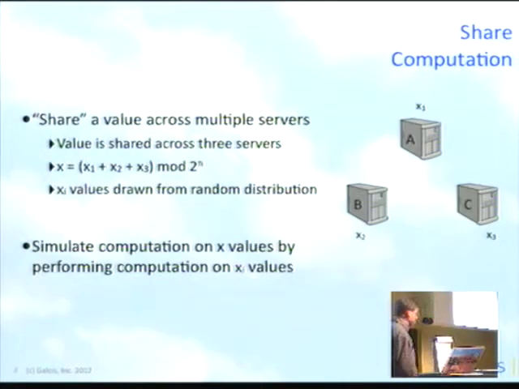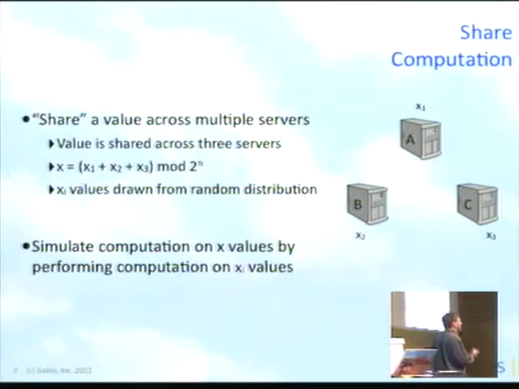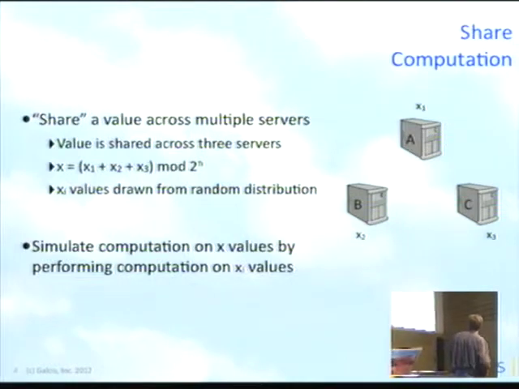And so I'm going to talk about the version of this called shared computation, or arithmetic sharing. And the idea here is that we're going to share a value across multiple servers. In this case, we'll take 3 servers. And the way that we'll do it is we'll pick x1 and x2 completely randomly, and then x3 will be the original value x minus those other 2, mod 2 to the n. N might be something like 32. We might be dealing with 32-bit numbers.